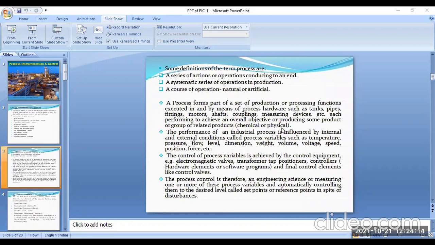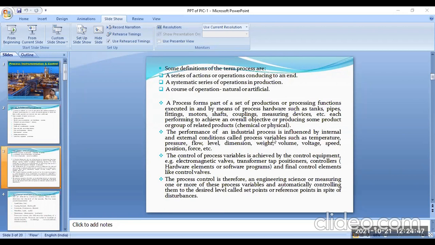In the process industries, basically we have to control different types of external conditions. These external conditions are called process variables. One question that will also come in your exam is, what is a process variable? So please remember this. Process variable: the performance of an industrial process, any process industry, is influenced by internal and external conditions. These are called process variables.